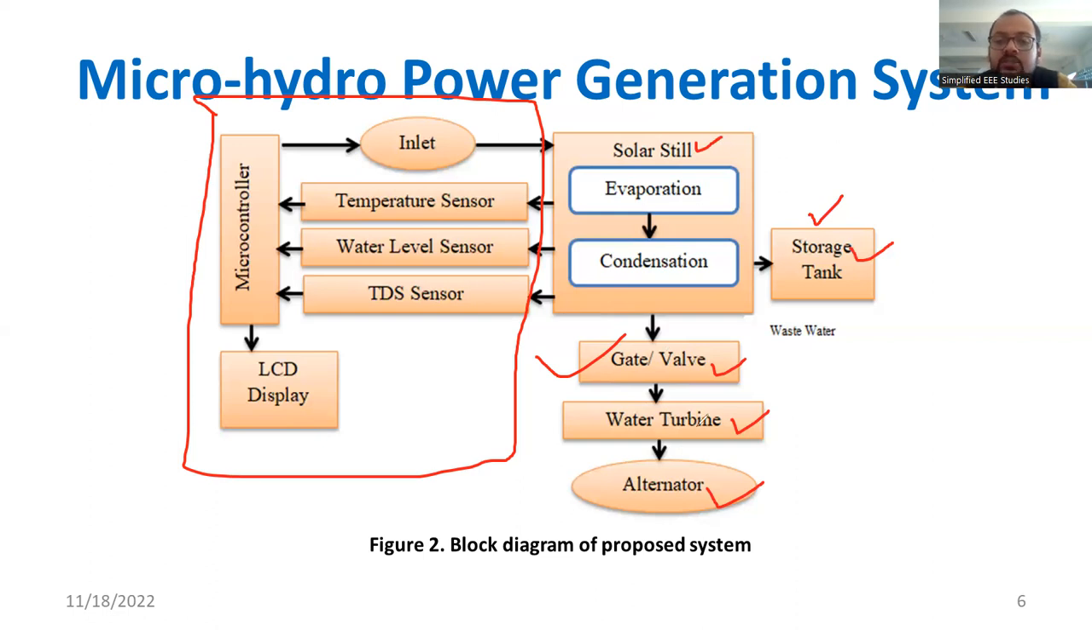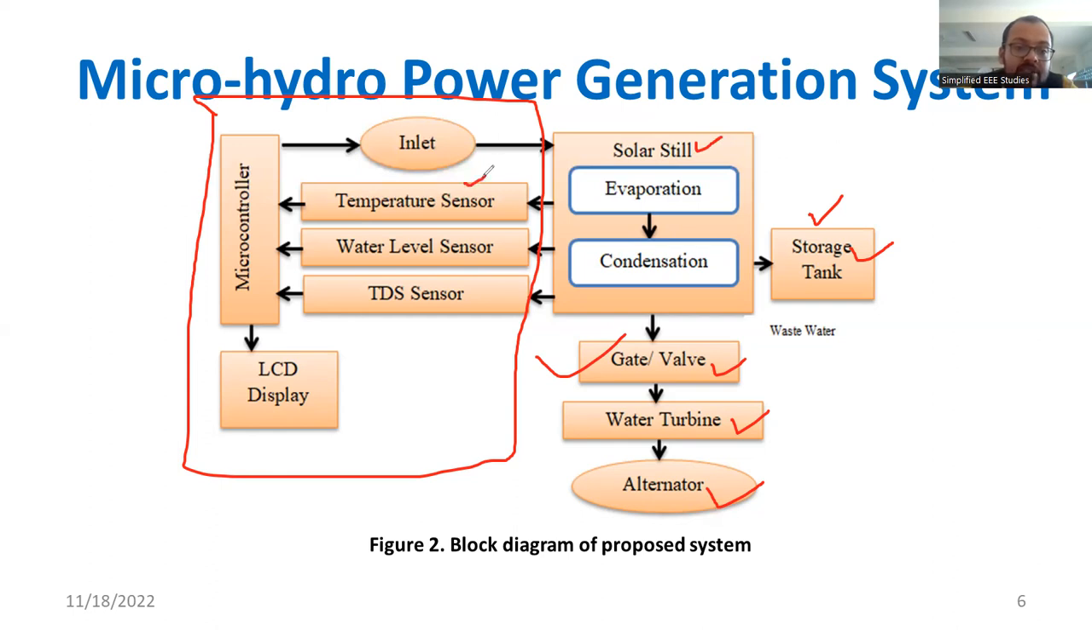I'll tell you the reason why we have chosen the Pelton wheel. Then the turbine is coupled with the alternator. The alternator converts mechanical energy to electrical energy, so we can make use of that electrical energy. To make the control smooth, we have a microcontroller unit.